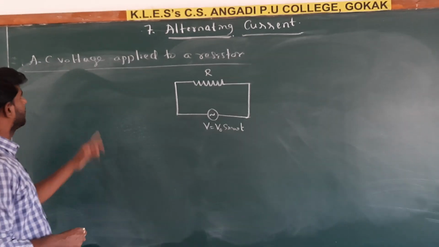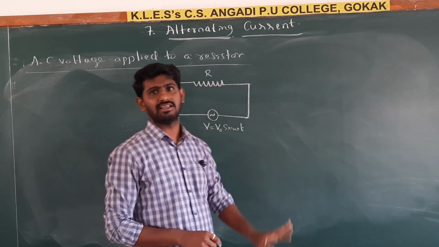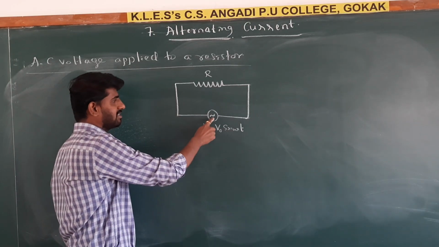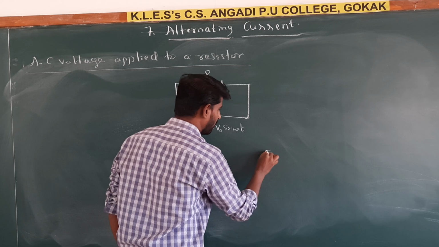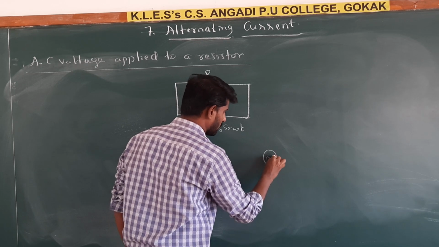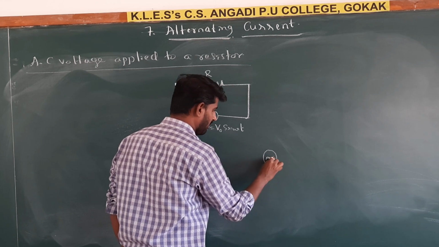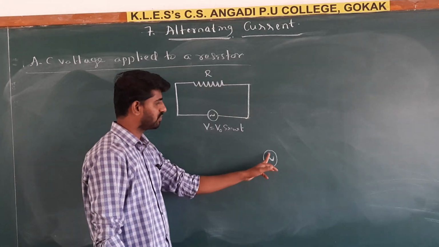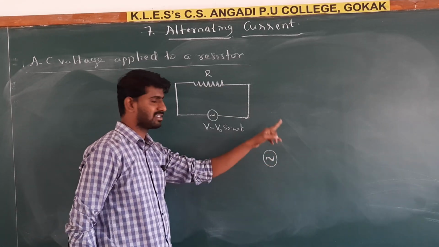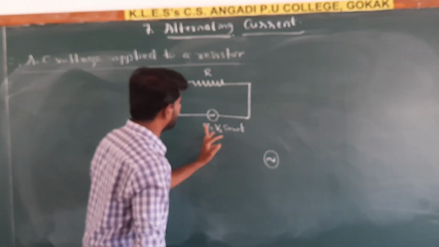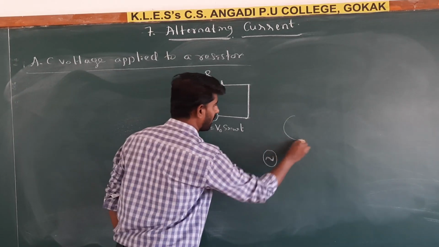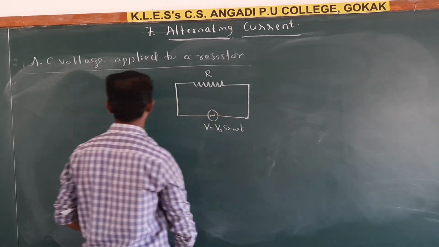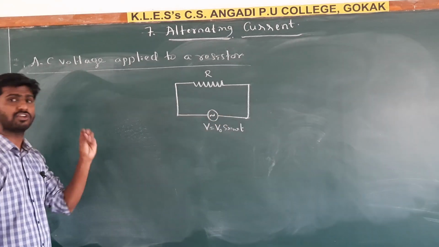Okay, next point is AC voltage applied to a resistor. So here this is the resistor and this is the AC source, and here the symbol for AC source is like this. You should draw a wave and put a circle around it like this. What does the wave mean? The variation of that current is sinusoidal, like this. So what do we call this? AC source. So you should draw it like this. This is the AC source.